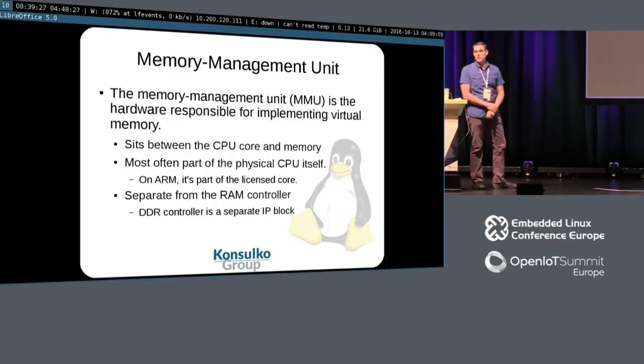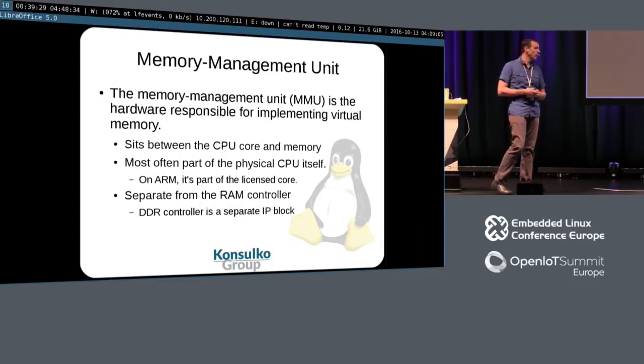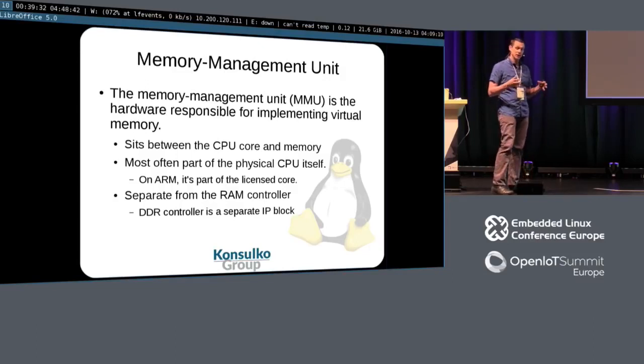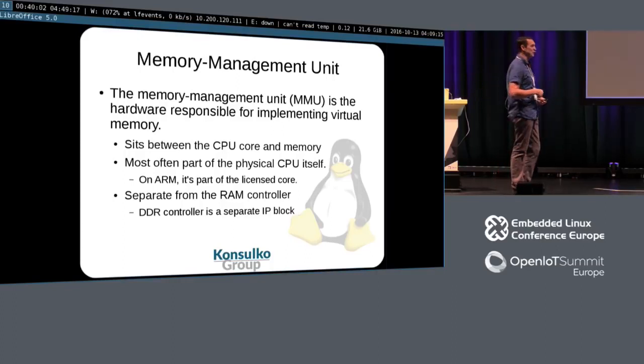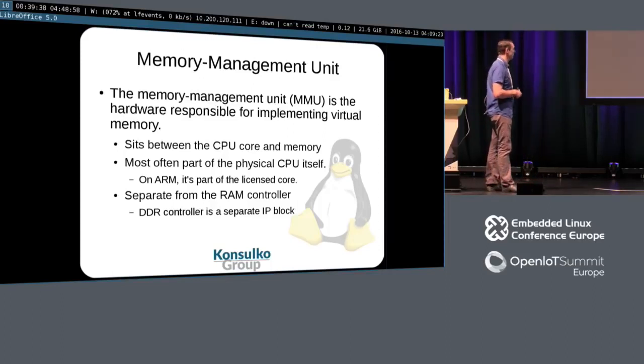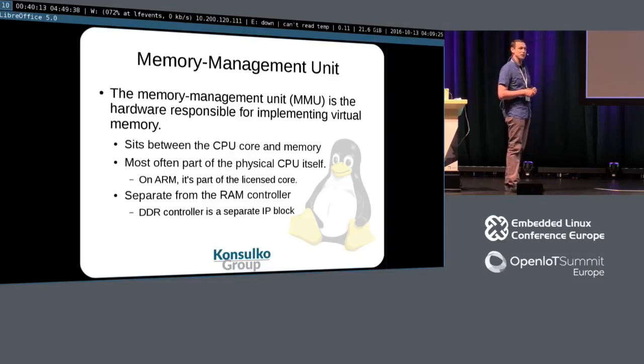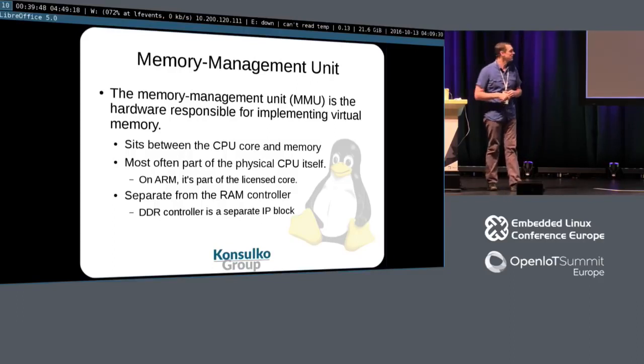All right, so what magic does this? It's the memory management unit. An MMU sits between the CPU core and the memory. In a modern architecture, it's often part of the physical CPU itself. If you look at retro things, you'll find that MMUs used to be a separate, discrete part, interfaced and sold as part of that chipset, just like, say, a PMIC.